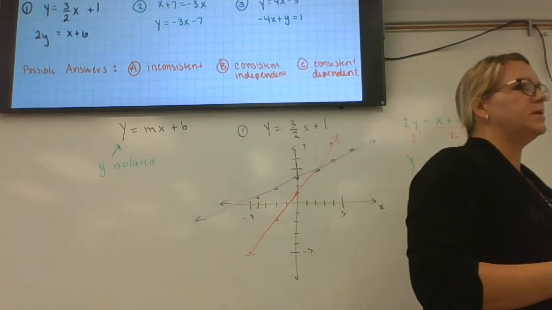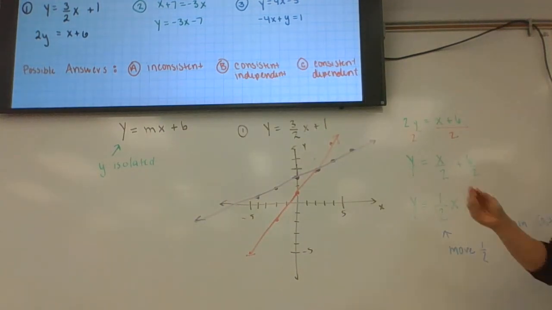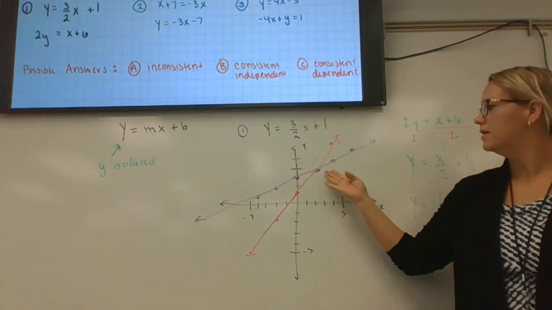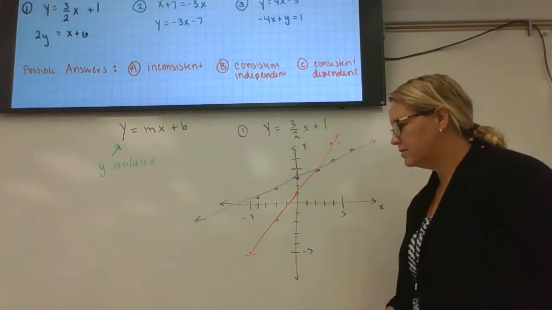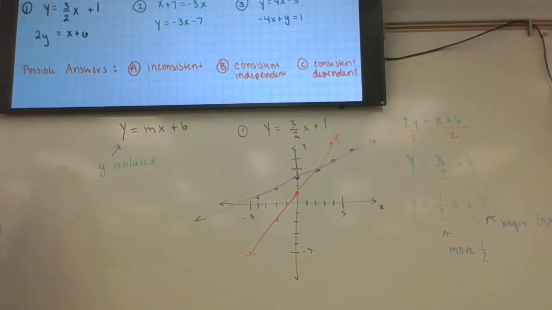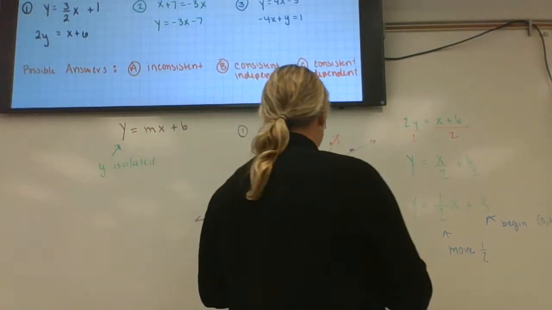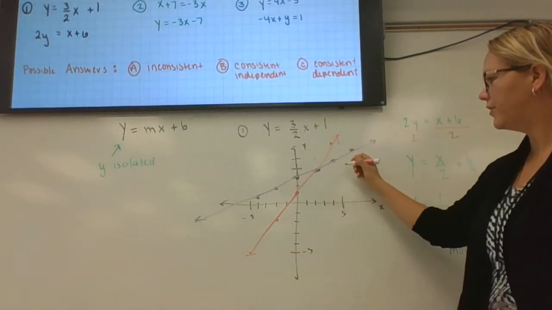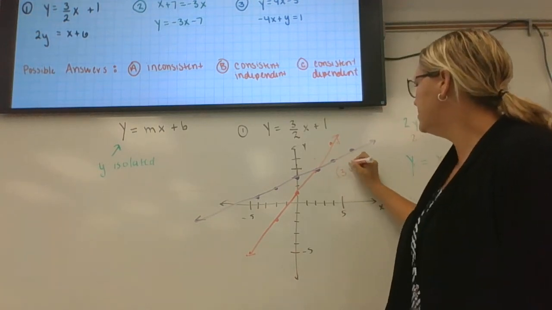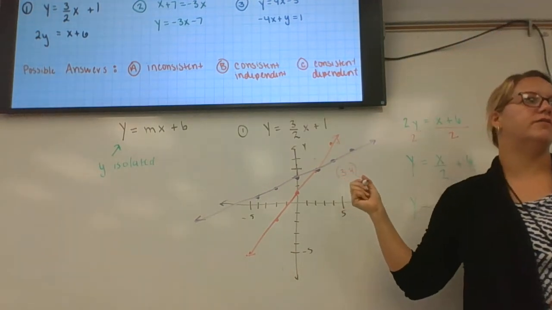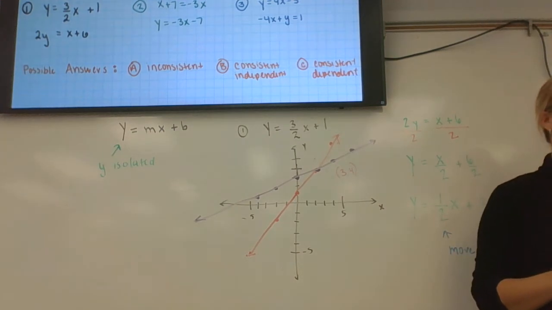I'm so glad my lines crossed in such a nice place here on the whiteboard. I was a little bit nervous without grid lines. It doesn't always work. So it looks like our solution is 3, 4. Did anybody do it on graph paper and can verify it's 3, 4?